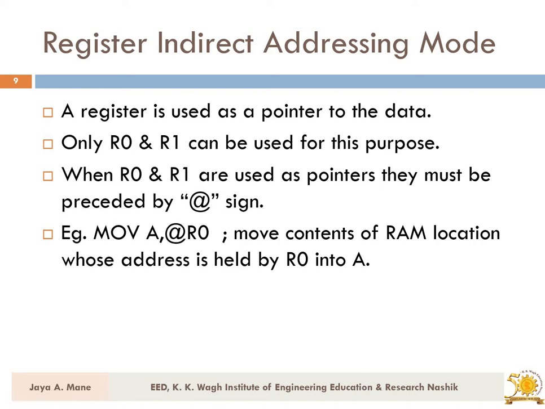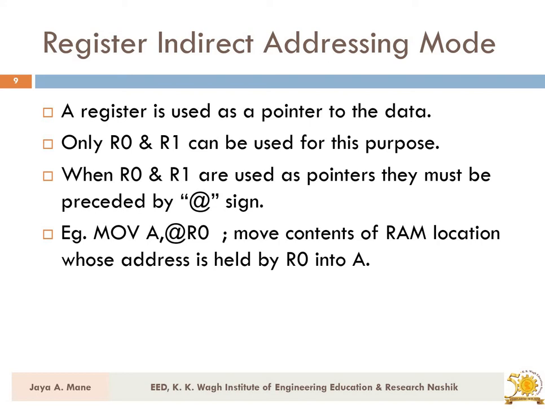That means the register is used as a pointer, and that register points to the address of the data. Here there is a restriction: out of r0 to r7, only r0 and r1 can be used as pointers. None of the other registers can be used as a pointer. So this is the register indirect addressing mode.